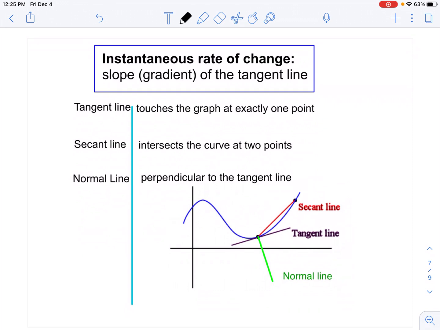Instantaneous rate of change is the slope of the tangent line. So a tangent line is a line that touches the graph at exactly 1 point, whereas the secant line intersects the graph at 2 points. And the secant line helps us find the average rate of change. The normal line we'll talk about later. It's perpendicular to the tangent line, but I just wanted you guys to see them all together in one graph.